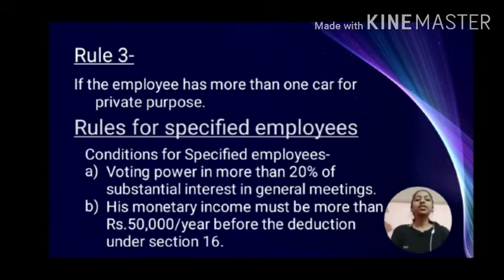This facility is provided by the employer to the employee, and the tax will be charged only for special employees. The rules for special employees are: voting power is more than 20%, or such substantial interest in the general meeting, and the second rule is that his monetary income must be more than 5000 per year before the deduction under section 16.